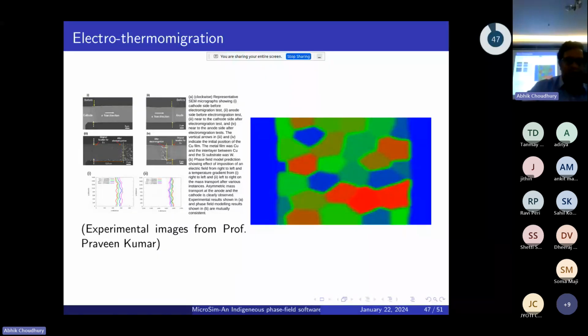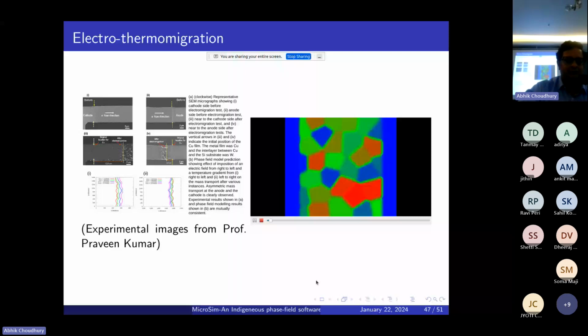Secondly, as I spoke before, failure mechanisms like electromigration and thermomigration is something that we have as capabilities but not integrated as part of MicroSim. So this is something we will be adding. Electromigration and thermomigration are particularly relevant for predicting failure during materials functioning in the electronics industry.